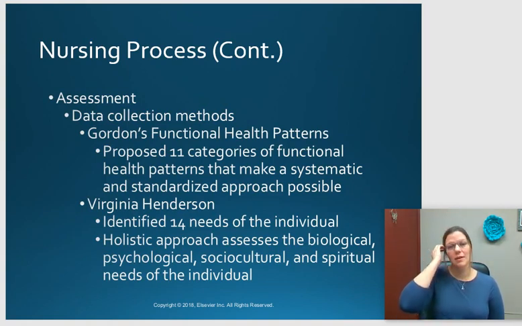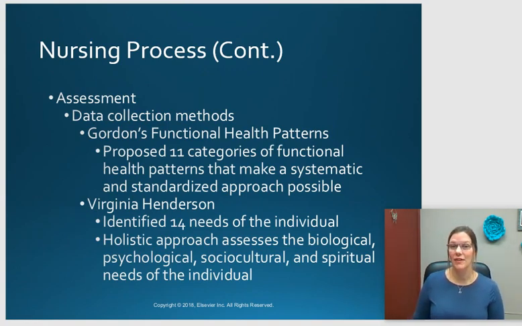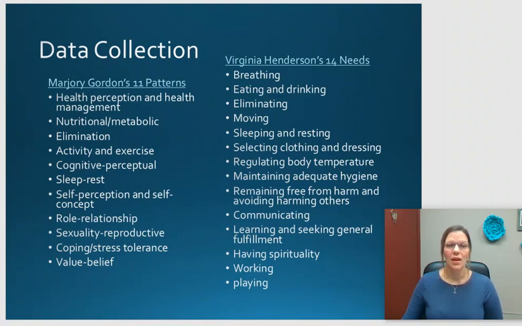Marjorie Gordon developed 11 categories of functional health patterns that make a systematic and standardized approach to health assessment possible. And then we have Virginia Henderson, who was mentioned in the previous chapter, who identified 14 needs of the individual and provided a holistic approach that includes the spiritual needs of the individual as well. So here are Marjorie Gordon's 11 patterns and Virginia Henderson's 14 needs listed out. Think about the breadth of information that Gordon and Henderson want you to gather.